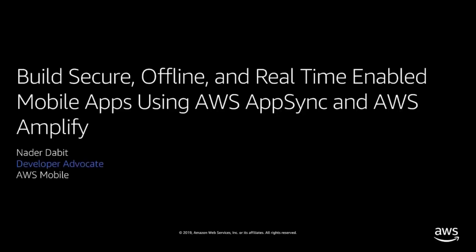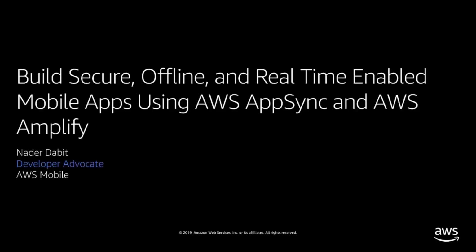I'm a developer advocate at AWS Mobile, and today we're going to be talking about how to build secure, offline, and real-time enabled mobile apps with AWS AppSync and AWS Amplify. The platform we're going to be building on is React Native, but these tools work for native applications, so for native Android, native iOS, but also for web applications. But really everything we're learning here today can be applied across all of these different platforms.